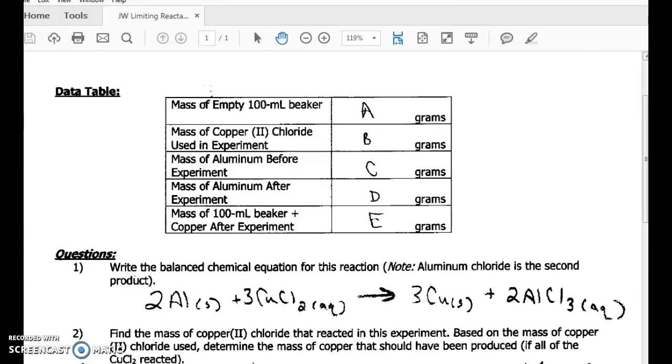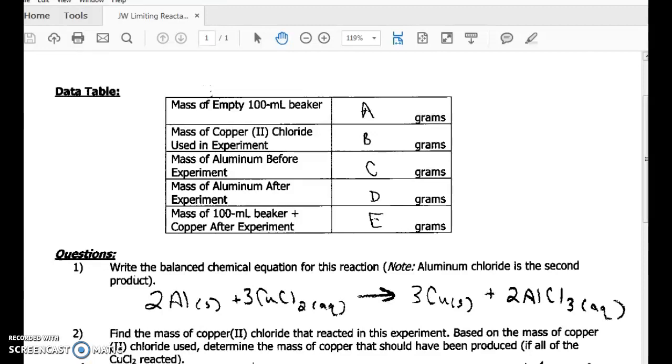And then the copper Roman numeral 2 chloride is an ionic compound, which we need to balance out the charges. So Roman numeral 2 tells me copper is +2. Chloride is -1 because of its position on the periodic table. So CuCl2 is the correct formula for copper 2 chloride. And that one we dissolved in water, so the physical state is aq.